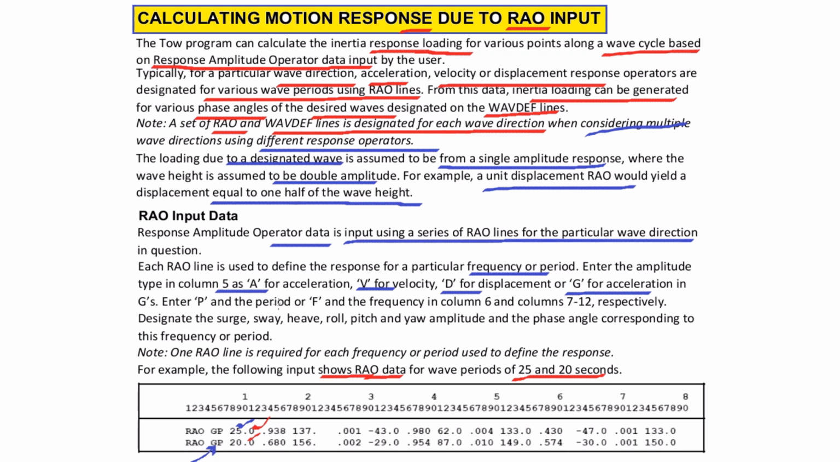Enter P for the period or F for the frequency. Here P is the period. Designate the surge, sway, heave, roll, pitch amplitude and phase angles corresponding to this period. So you have to define all these surge, sway, heave, roll, pitch and the corresponding phase angles for this frequency. One RAO line is required for each frequency or period. Here, for period 20 or 25, one RAO line is required to define the response.